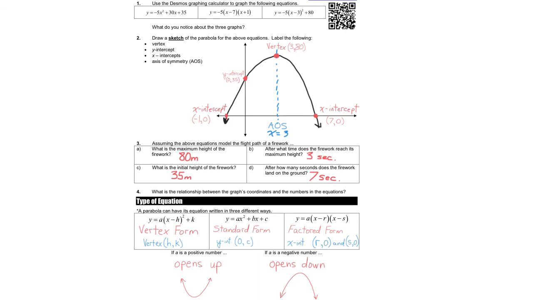So as you look at different quadratic relations that have different equations, you can look at the positions of the numbers in the equations to figure out all these different points on the graph.